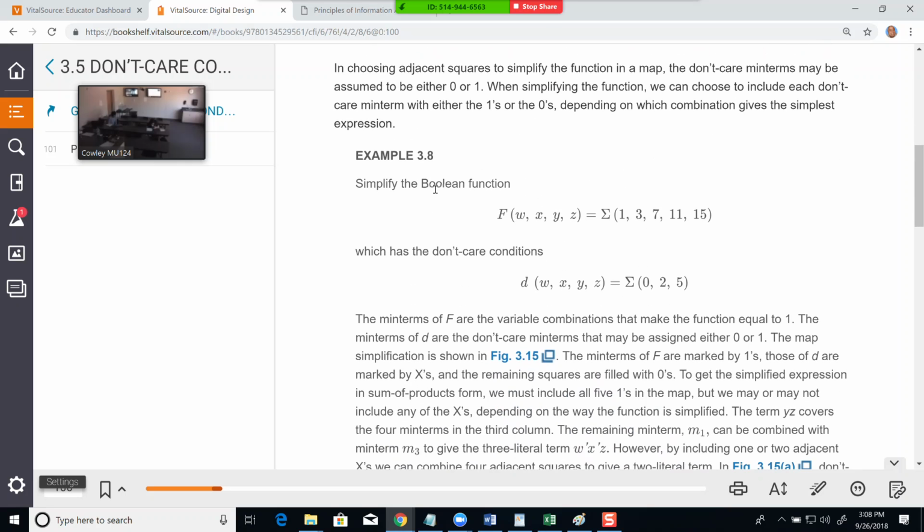Okay, so they say we got to simplify the Boolean function. We got 1, 3, 7, 11, 15, which has these don't care conditions. Now, looking at this, the 1, 3, 7, 11, 15, that does not mean that these will always be your don't care conditions. They'll be different based upon different scenarios. All they're telling us here is these are the ones we don't care about.